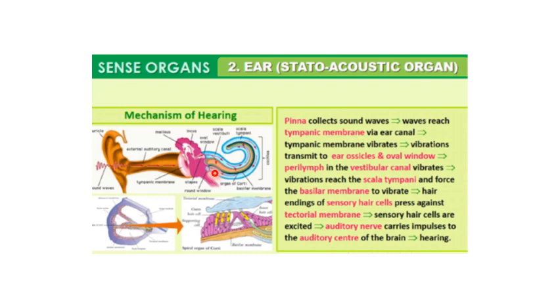Then the hair endings of the sensory hair cells press against the tectorial membrane. The sensory hair cells are now excited. So now the auditory nerve carries the impulses to the auditory center of the brain, and that is how hearing occurs in humans.